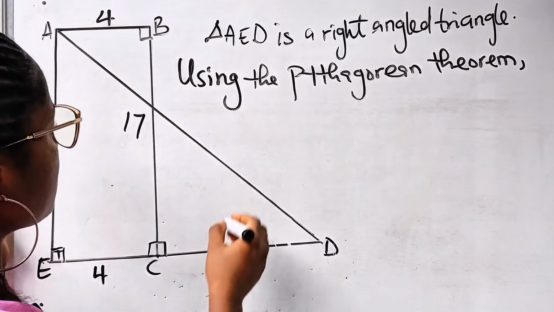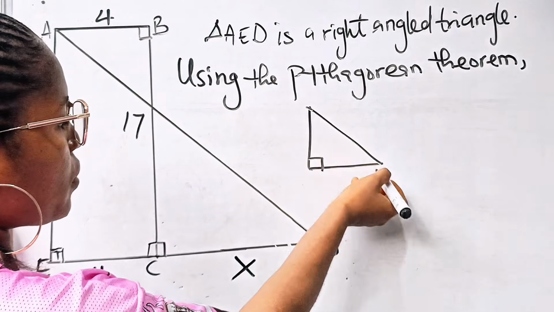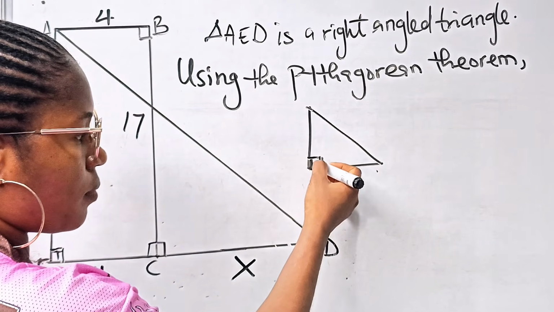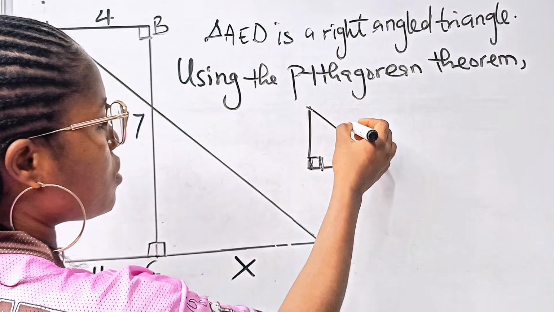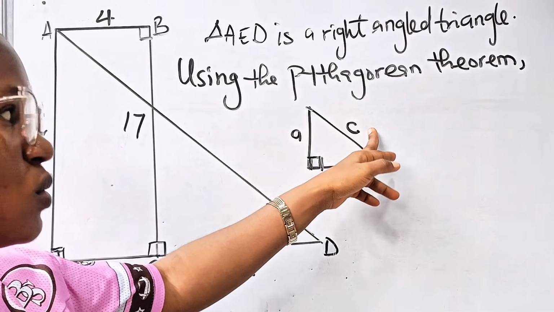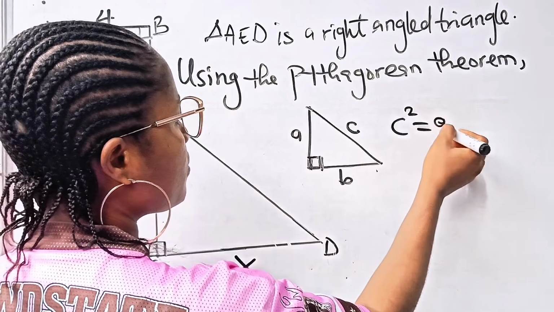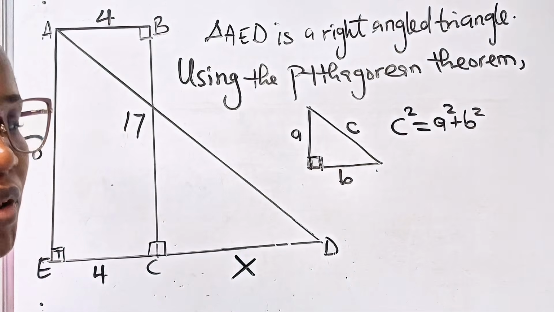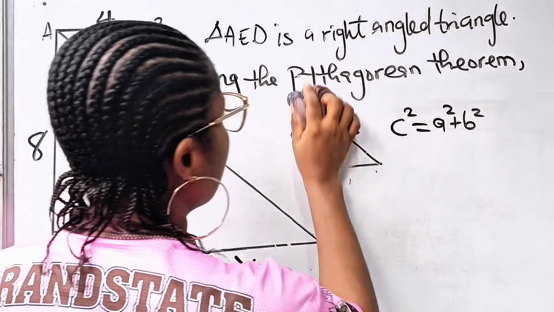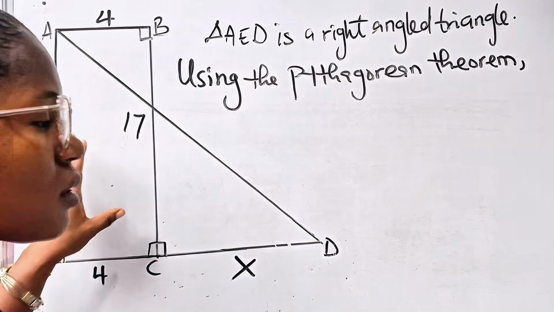according to Pythagoras, in a right angle triangle, the hypotenuse, which is the longest side of the triangle, facing the right angle, squared. So if we call this side C and these sides A and B, the longest side, which is the hypotenuse squared, is equal to A squared plus B squared. That is what Pythagoras said. So we are going to make use of that to solve this particular math question.